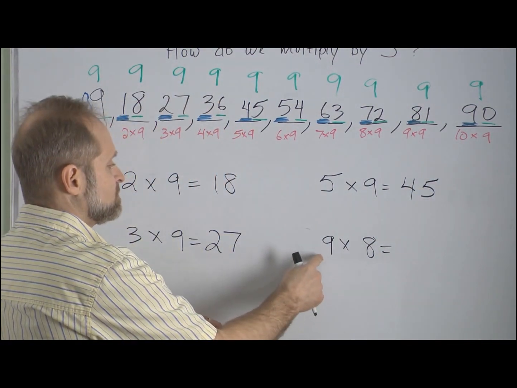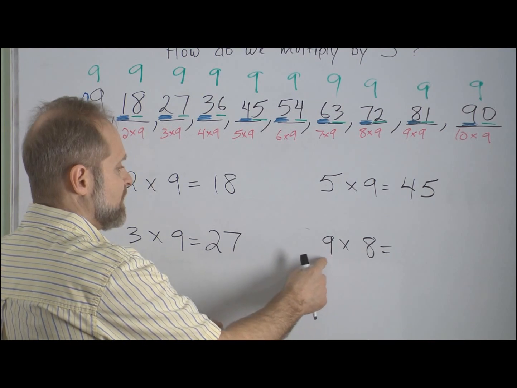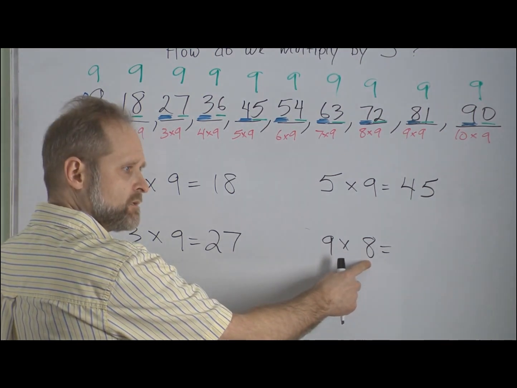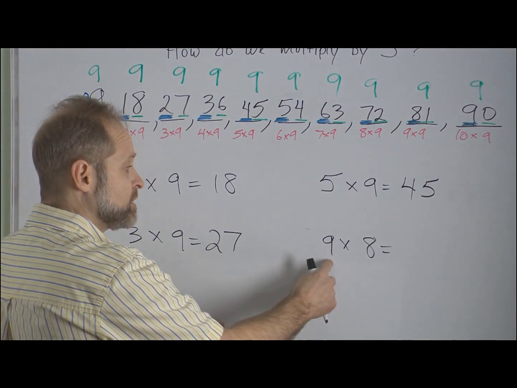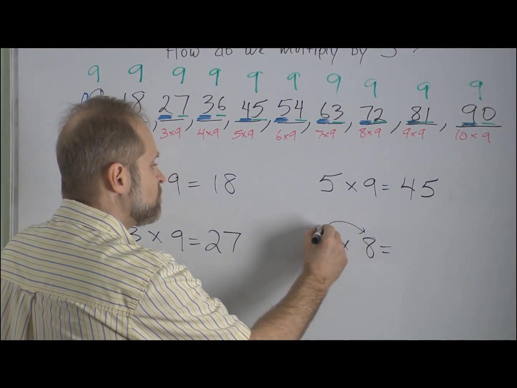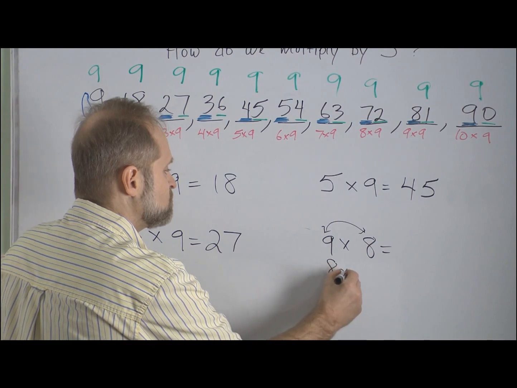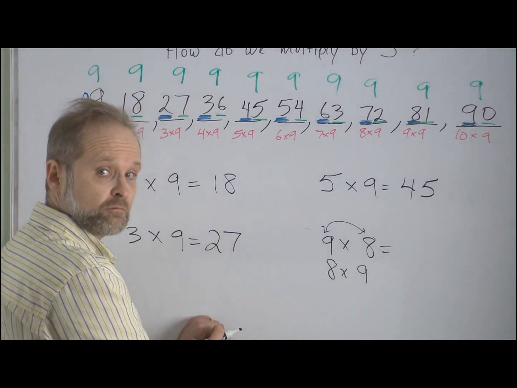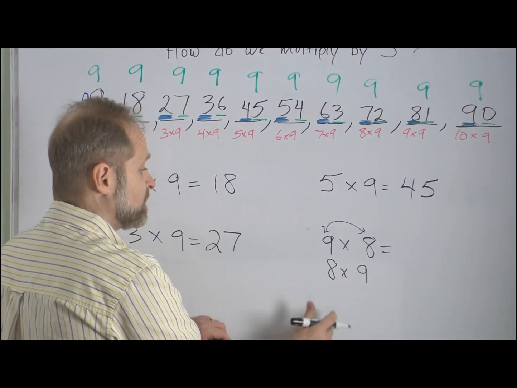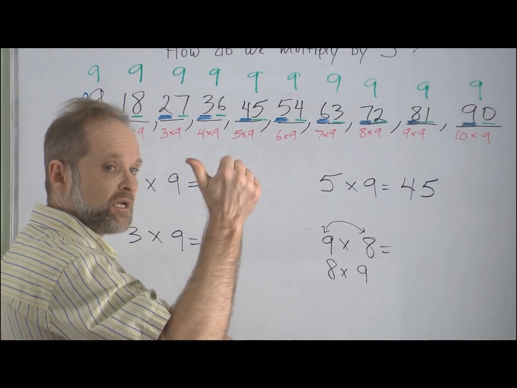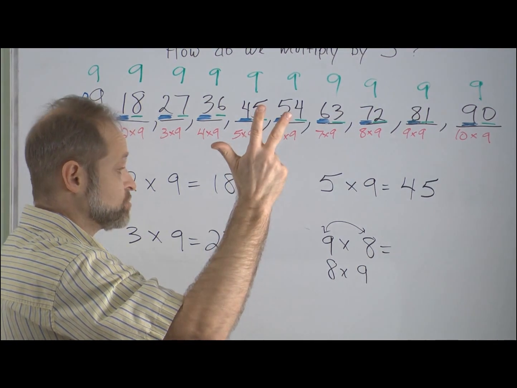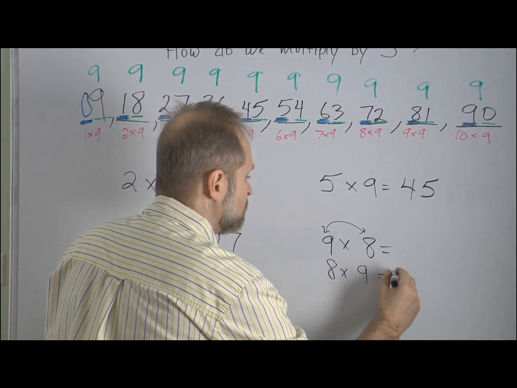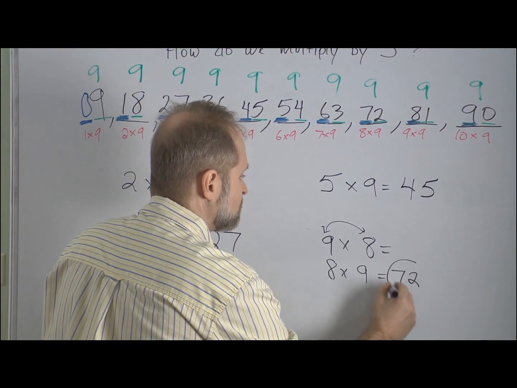The last one, 9 times 8, 9 groups of 8. Wait a second, I haven't done groups of 8. I've done groups of 9. Would it be okay for me to switch the order here and think of this as 8 groups of 9 if I'd like? Of course, that's our commutative property. 8 groups of 9: 9, 18, 27, 36, 45, 54, 63, 72. So this right here will equal 72.